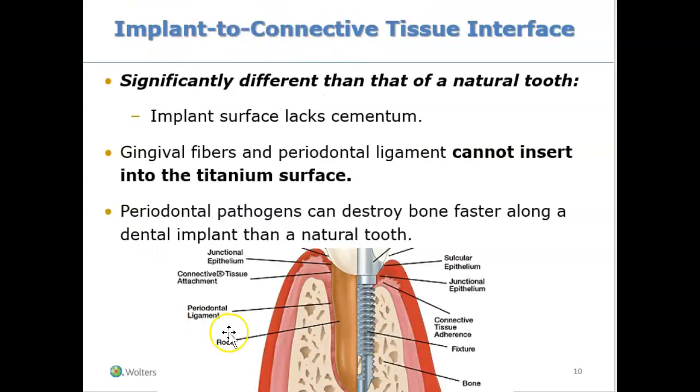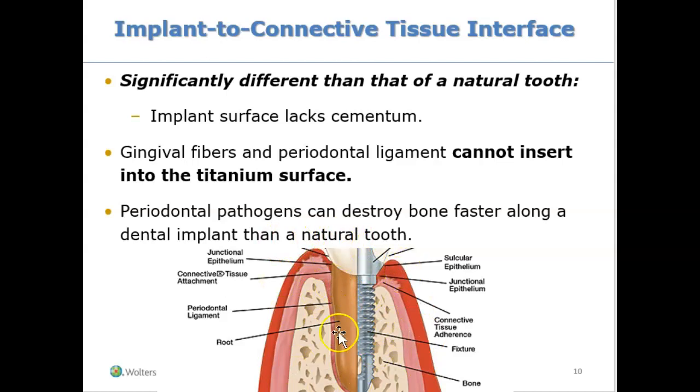Now, when we're looking at an implant carefully, here's the implant, here is the gum, and here's the bone. My question to you is, where do you tend to see more inflammation? In the implant area, or in a natural tooth area? If you said the implant area, you would be correct. This is because bacteria, periodontal pathogens, can destroy the bone faster in a dental implant situation compared to a natural tooth.